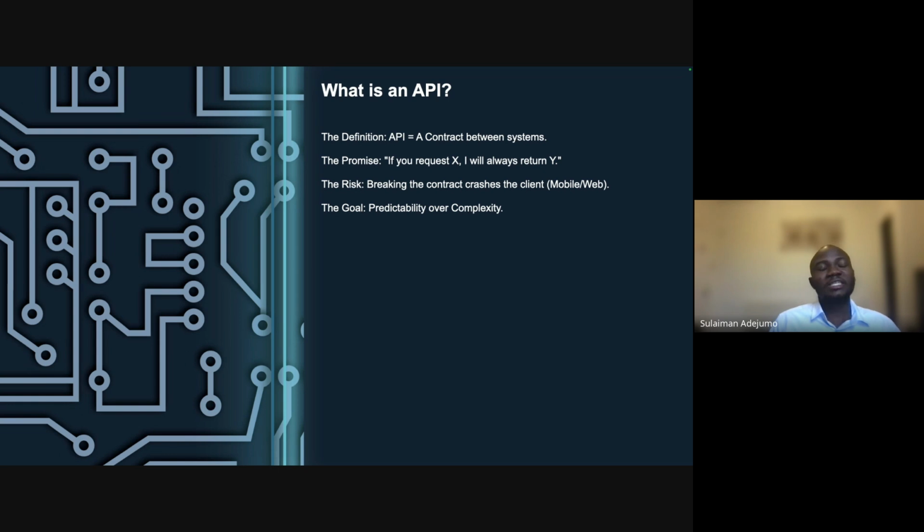That is why the goal of API design is not just to do things how you like. It's not to be complex or to be clever. The goal is to be predictable. A boring API is usually a very good API, right?